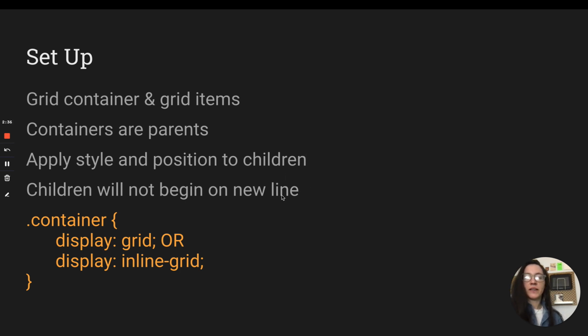Unlike with flex, when you do grid, it won't automatically put them all on the same line. When you start with flex and you say, hey, this is flex, all of its children will now be in line with each other. When you do grid, it's not going to do that. They're still going to be moving to the next line.